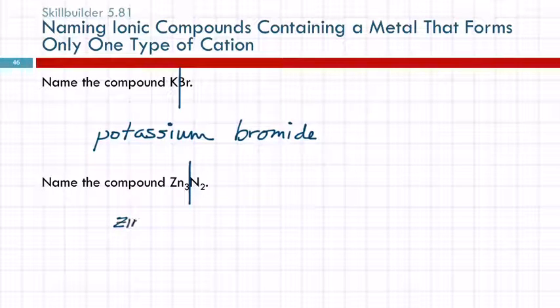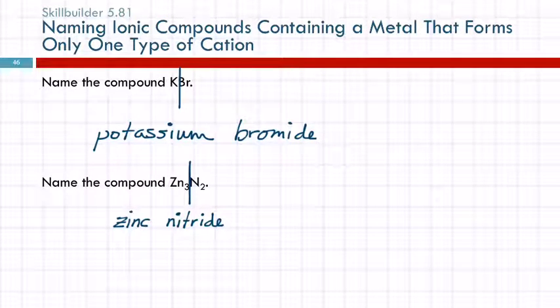So I've got zinc. Is zinc in groups 1A, 2A, 3A, zinc, or silver? Yeah, it's zinc, right? So it's in zinc. Does it need a Roman numeral? No, it doesn't. So I just write zinc, and then nitrogen becomes nitride. So zinc nitride. Now what do I do about those numbers? Nothing. I don't have to do anything about those numbers.